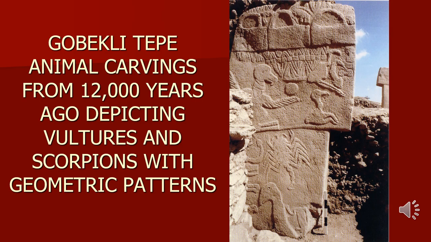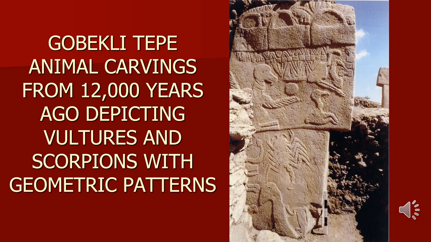So the name Göbekli Tepe means pot-bellied hill, and it's found in southeast Turkey. Again, it's thought to be some kind of a religious structure because of these images. And we don't know why it was abandoned, but it predates, for example, Stonehenge by about 6,000 years. And so these symbols that you can see here on this particular monolith, like the scorpion and the vulture, there's lions, bears, gazelles being depicted. And it was thought that this was, again, a spiritual center.